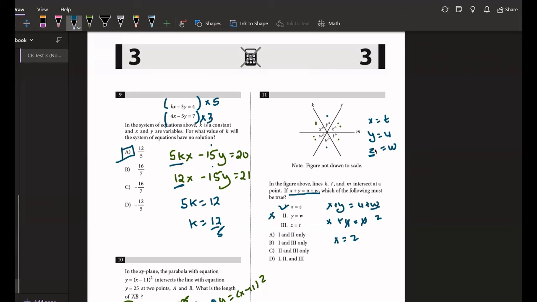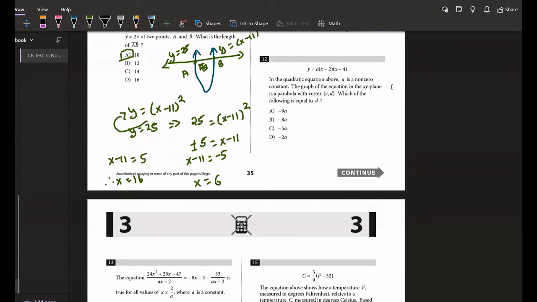Z equals t, right? We already proved that x equals z. Instead of x, we can put the value as t because x also equals t, right? So we can say t equals z or z equals t. So the third is true. So you can say 1 and 3, right?